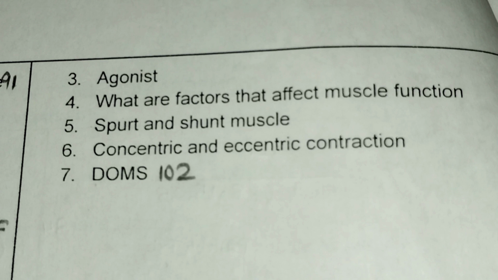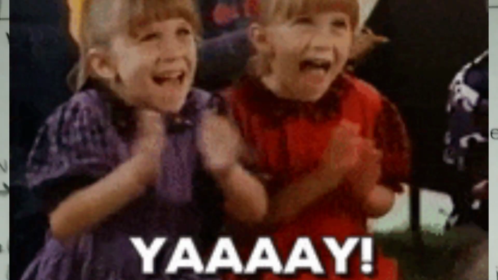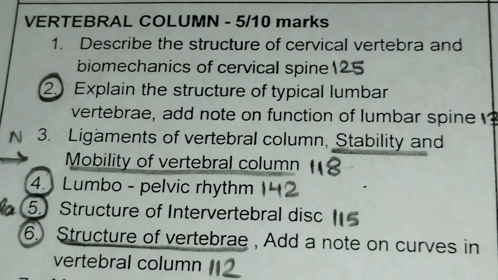Fifth one, spurt and shunt muscle. Sixth one, concentric and eccentric contraction. Seventh one, DOMS. And finally, we are done with the third chapter also. Now, let's start with the next chapter, that is vertebral column.